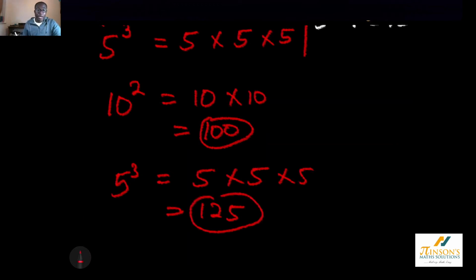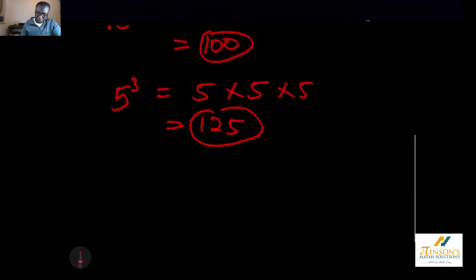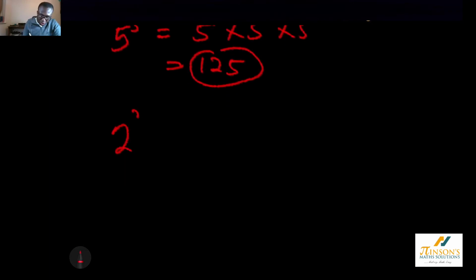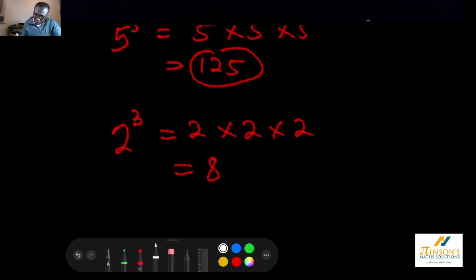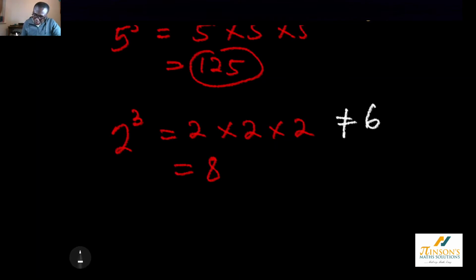It is very important to understand what we mean by powers. If I write 2 cubed, it means 2 times 2 times 2, and that is 2 times 2 is 4, times 2 is 8. A lot of students automatically write 6. Please don't do that. It is not 6. We are not adding, and we are also not multiplying 2 by 3. We are multiplying 2 by itself 3 times, 2 to the power of 3. So that's very important.